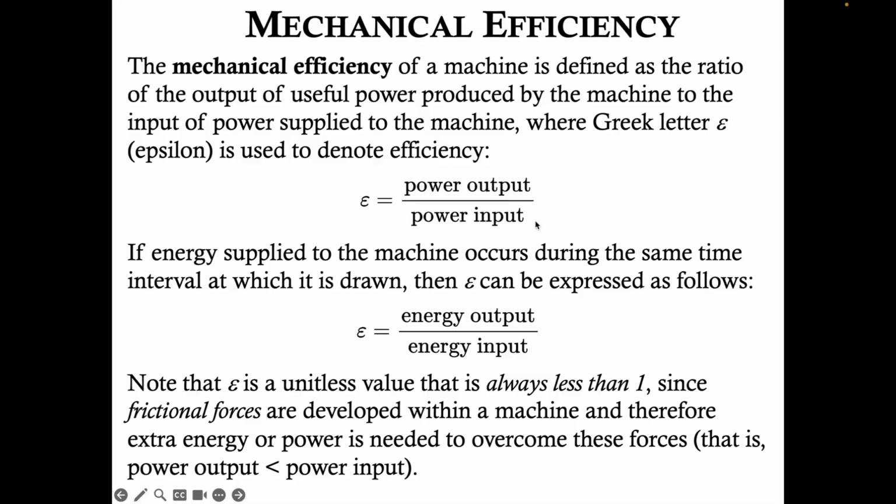If the energy supplied to the machine occurs during the same time interval at which it is drawn, then epsilon can be expressed as follows in terms of energy, where epsilon equals energy output over energy input. Note that epsilon, mechanical efficiency, is a unitless value that is always less than 1, since frictional forces are developed within a machine, and therefore extra energy or power is needed to overcome these forces. That is to say that power output is less than power input.